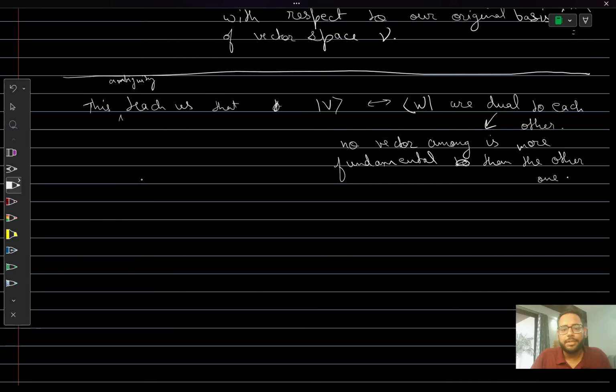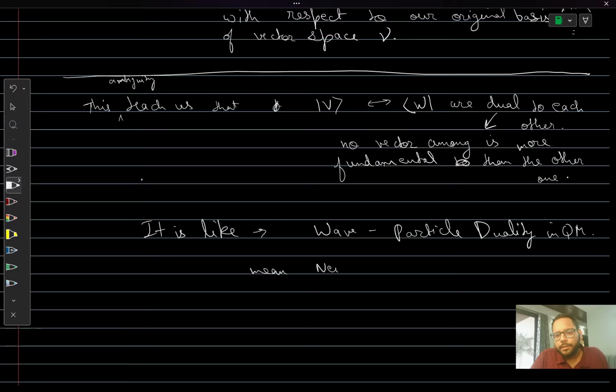It is just like wave-particle duality in QM, which means neither wave nor particle nature is more fundamental.